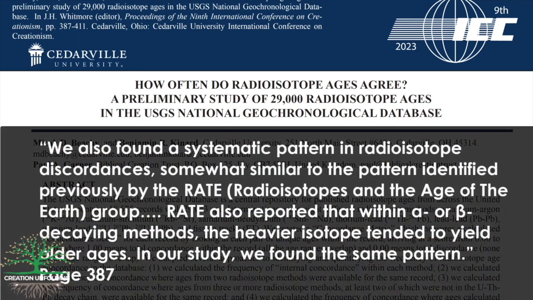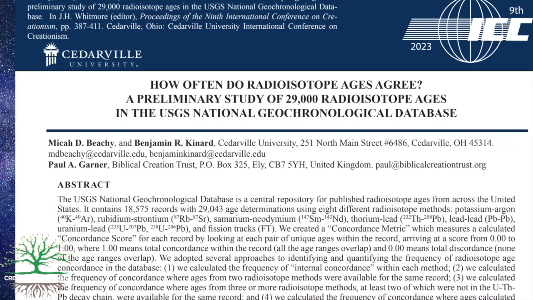We also found a systematic pattern in radioisotope discordances, somewhat similar to the pattern identified previously by the Radioisotopes and the Age of the Earth group. RATE also reported that within alpha or beta decaying methods, the heavier isotope tended to yield older ages. In our study, we found the same pattern.